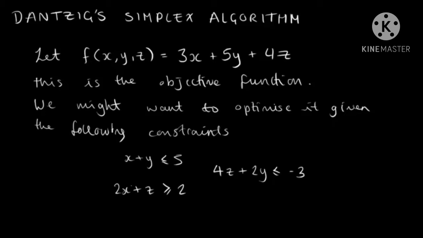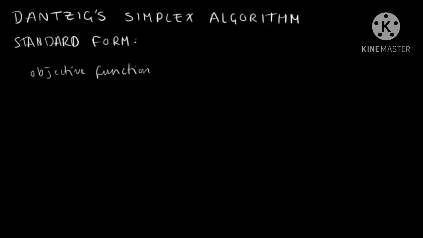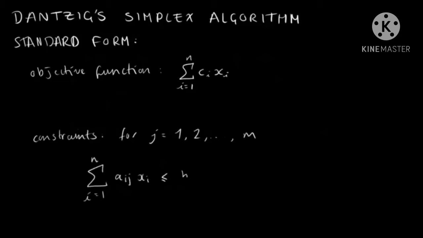So that's linear programming in a nutshell, but in order to do the simplex algorithm, we need our linear programs to be in what's called standard form. So the standard form of linear programs is to have an objective function that looks like this, and a set of inequalities that look like this. Now these may seem overly mathematical and complicated, but they're actually saying something fairly simple.